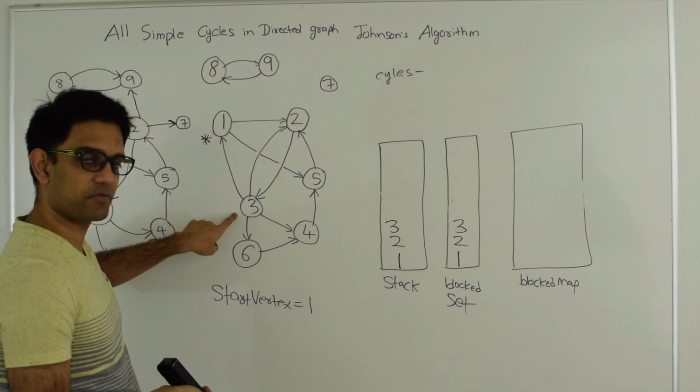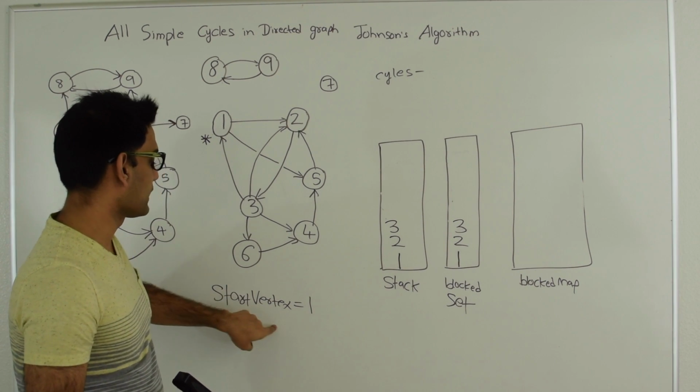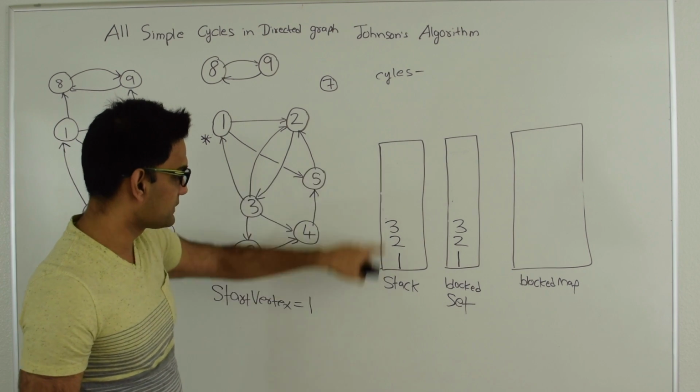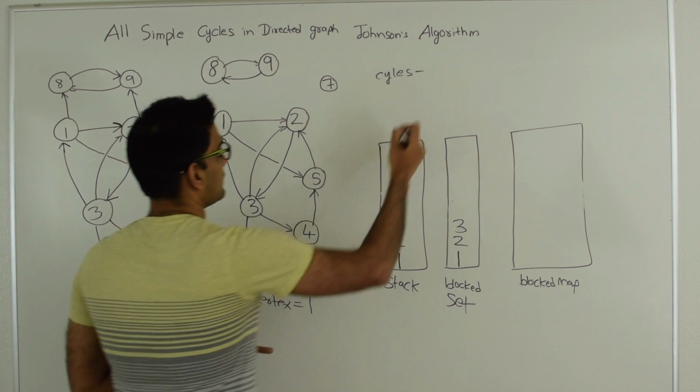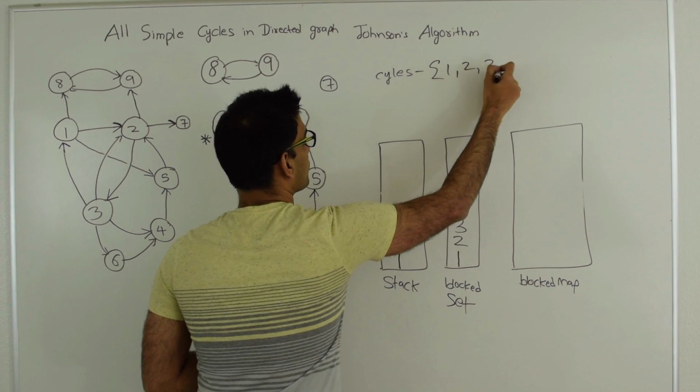Then we explore neighbors of 3. One neighbor of 3 is 1, and that neighbor is the same as the start vertex, which means that we found one cycle. And the contents of the cycle is the contents of the stack. So let's record this cycle. The cycle will be 1, 2, 3, 1.